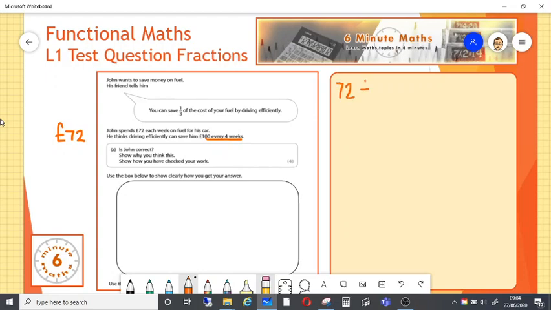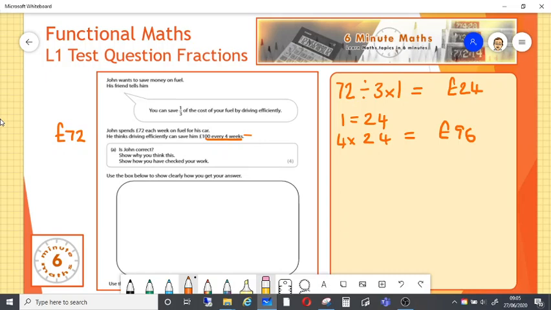72 divided by 3 times by 1 equals 24. So he's going to save £24 a week. He thinks he can save £100 every 4 weeks. So if 1 week equals 24, 4 weeks is 4 times 24. And the answer to that is 96. So although John's making a saving, he's saving £96, not £100 every 4 weeks.